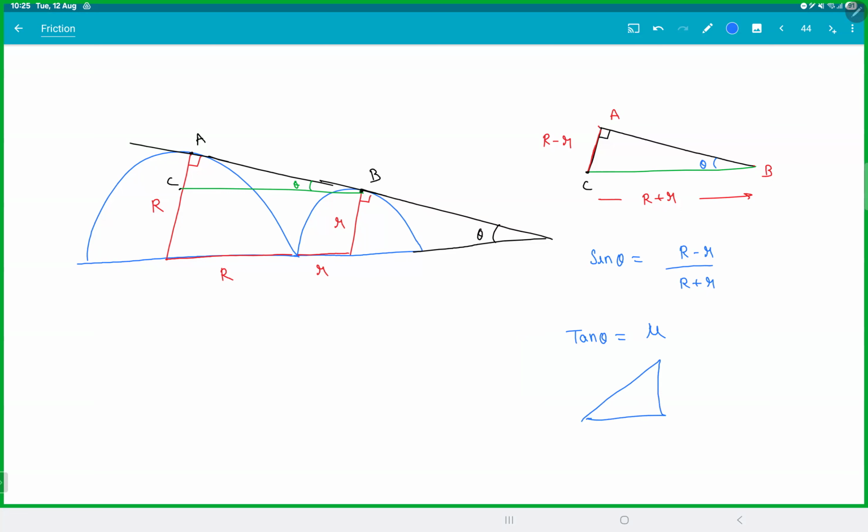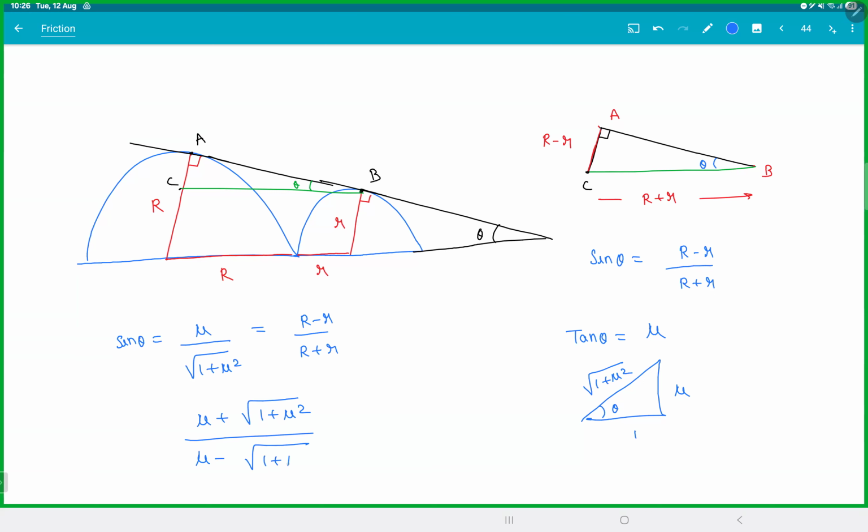So make a triangle. This is theta. Tan theta is mu by 1, and this hypotenuse is root over 1 plus mu square. So sine theta will be mu by root over 1 plus mu square. This is R minus r by R plus r. You can do componendo, dividendo, or you can do cross multiplication, anything. If you do componendo, dividendo, this will be mu plus root over 1 plus mu square, mu minus root over 1 plus mu square, equals R minus r plus R plus r over R minus r minus R minus r.